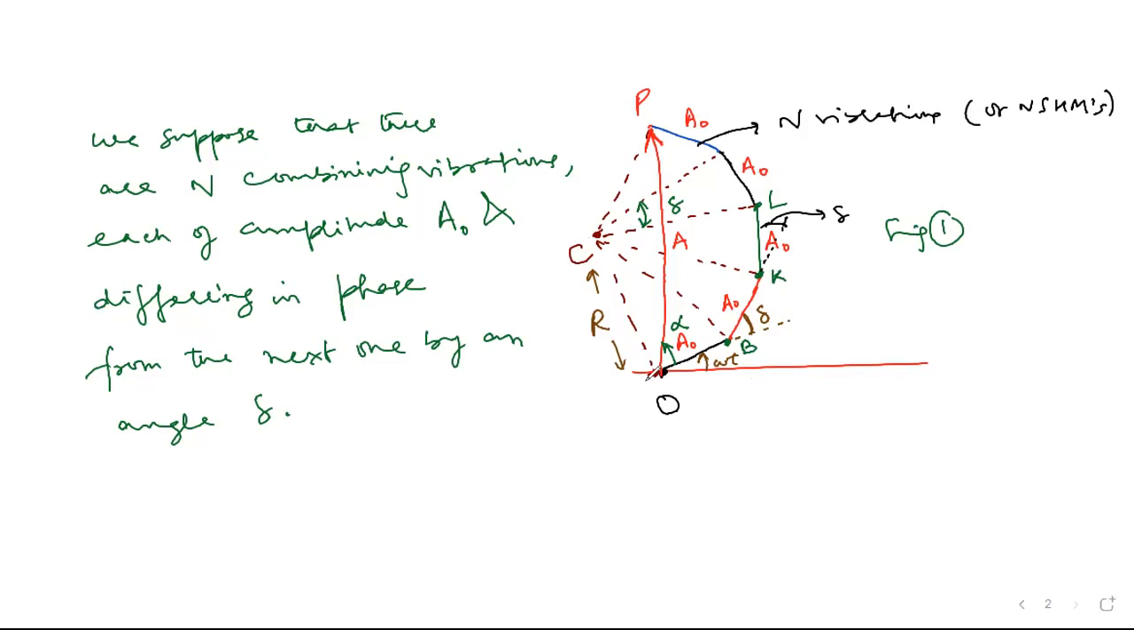Now, this vector OP is what? This is representing the resultant simple harmonic motion, because it is the resultant of all these rotating vectors. So the rotating vector OP represents the resultant SHM. It has amplitude A in this figure, and it is making angle alpha with the first oscillation, which itself is making angle omega T with the horizontal. Right? I hope it is clear to you.